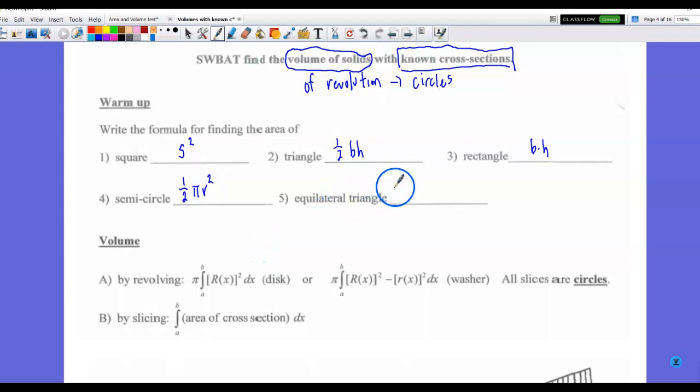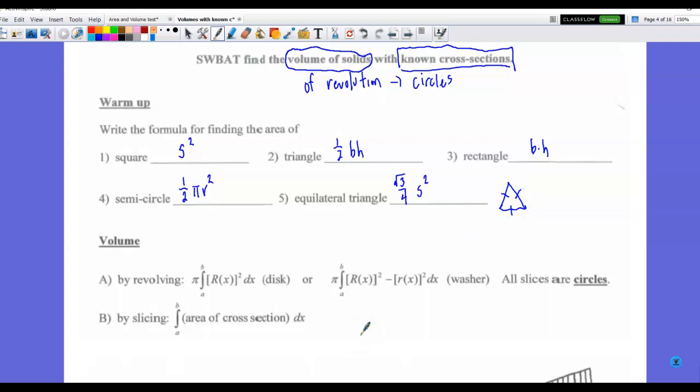And one that you probably haven't memorized that you will need for this particular unit is the formula for the area of an equilateral triangle. And that's the square root of 3 over 4 times a side squared. Remember that an equilateral triangle means that all three sides are congruent, so it doesn't matter which side you use. It's the square root of 3 over 4 times the side squared. So these formulas will be necessary for this particular unit.